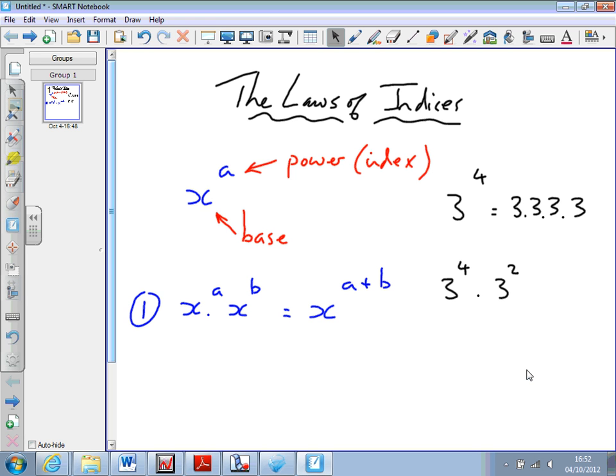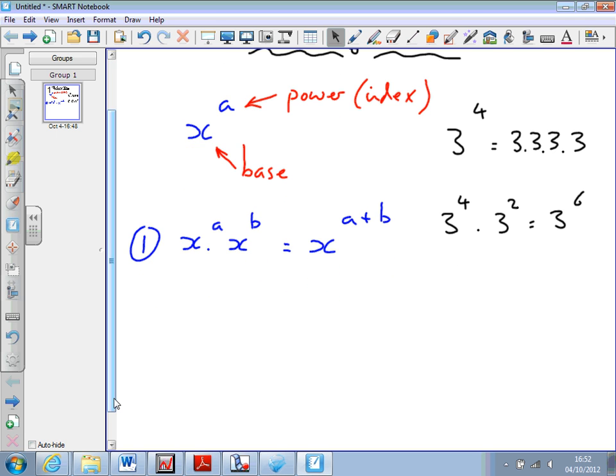So using that example, I could write equals 3 to the power 6. The times 10 to the 6 is another use of indices, which is the standard form and engineering notation. So that's not to do with this, although it's related.